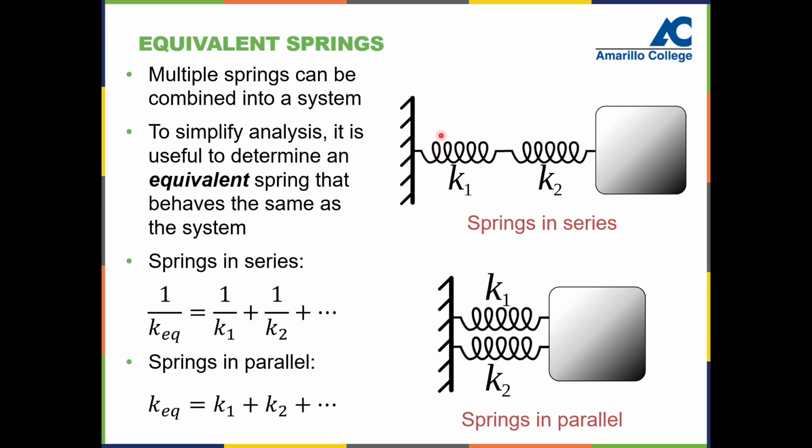If I want to replace these two springs in series with one spring that has an equivalent K value, the equation to do that is given right here. 1 over my equivalent K value is going to be equal to 1 over K1 plus 1 over K2 plus however many springs you have in series. Whereas if we have springs arranged in parallel, I would replace them with an equivalent spring where my equivalent K value is K1 plus K2 plus however many springs we have in parallel. So these are the equations for how we combine springs in series and parallel, but where did they come from?